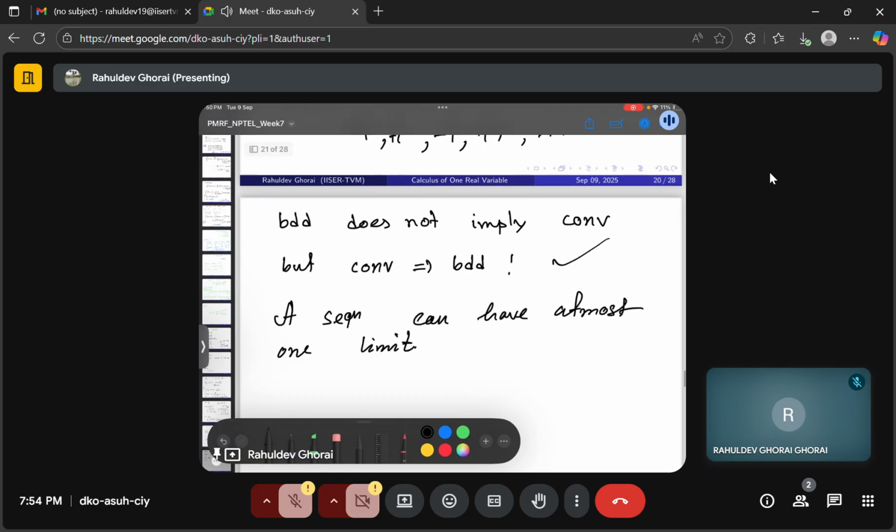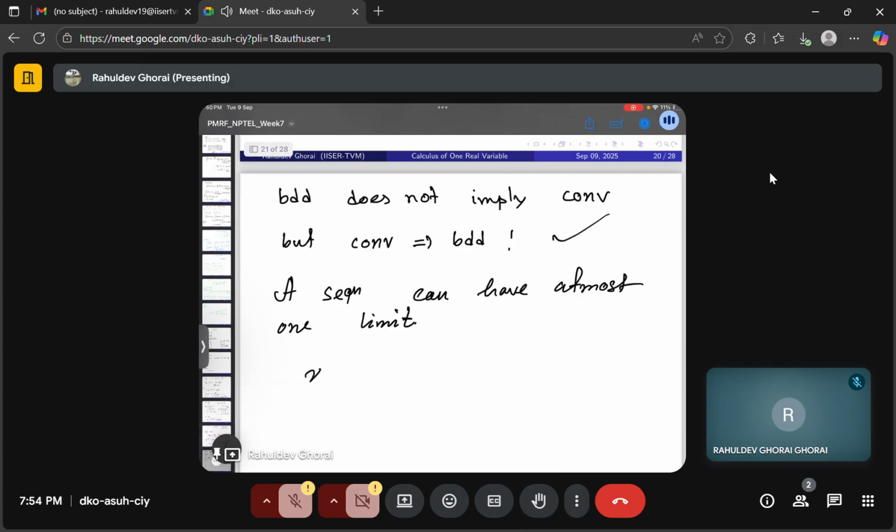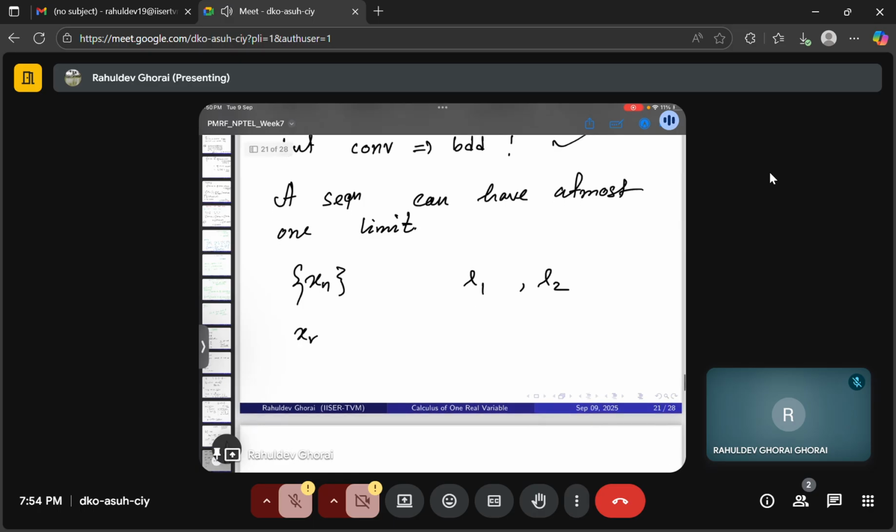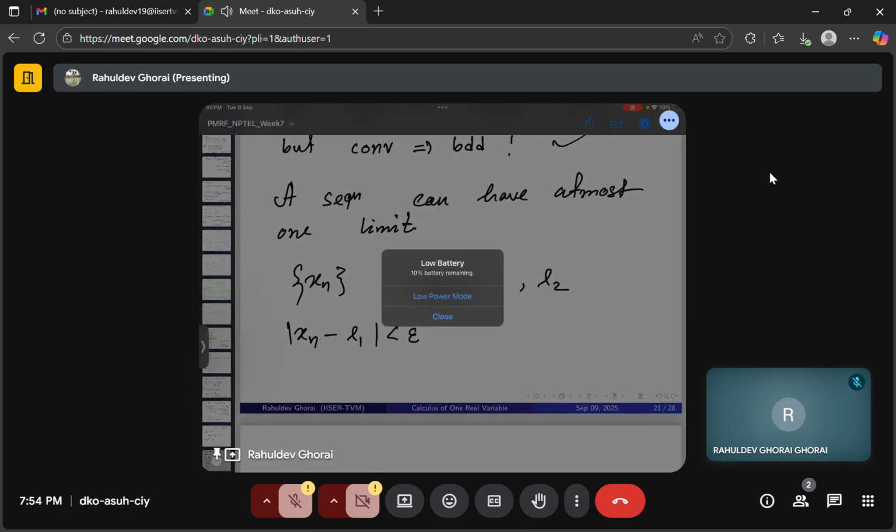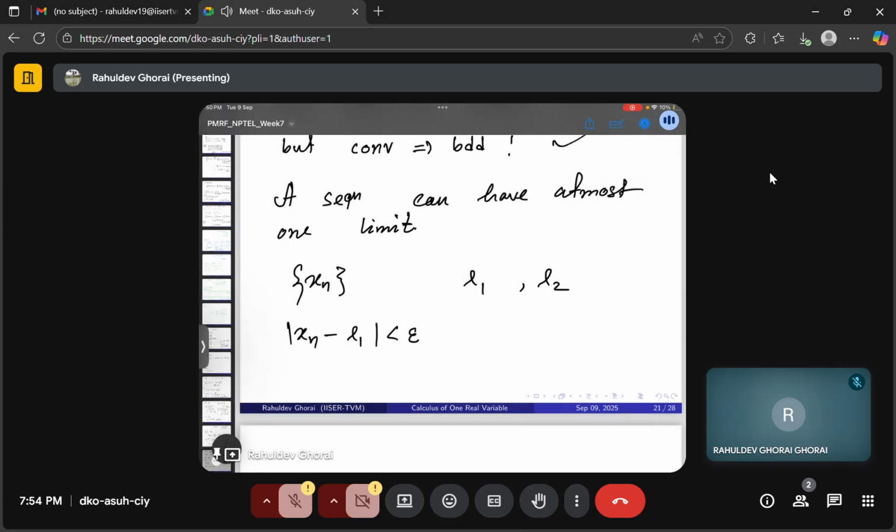That also is very easy to verify, right? So you take, let's say, xn converges to two limits, let's say L1 and L2. Then according to the definition, |xn - L1| is less than epsilon, and |xn - L2| is less than epsilon, for this epsilon, for all n greater than or equal to k1 and n greater than or equal to k2.